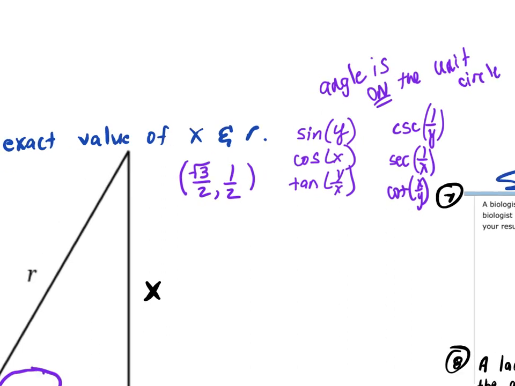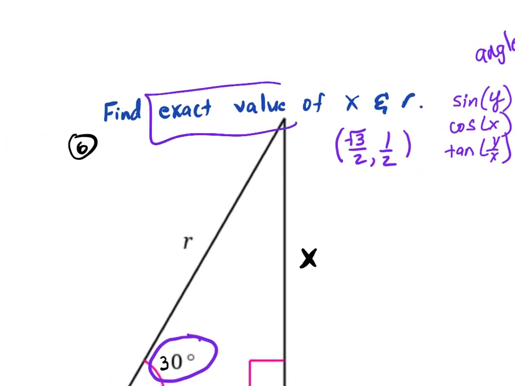But right here, it says exact value. That means no decimals. That means I'm going to have a radical in my answer, and that's okay.